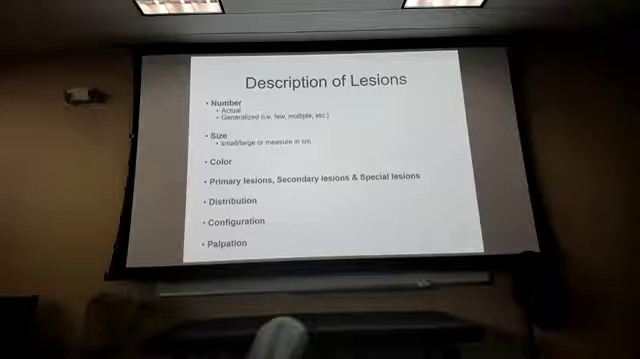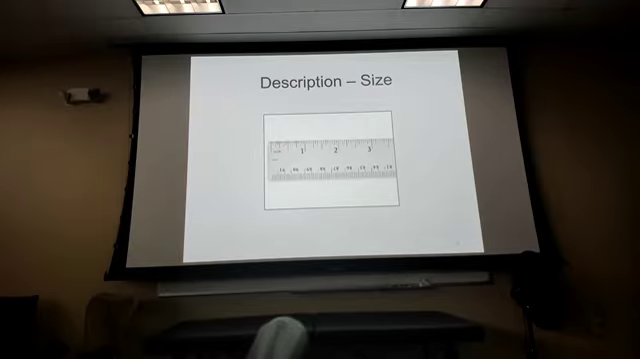Size, small or large? What's the color? Is this the first one, or is this the second, the third, the fourth one out there? Distribution, we talked about that stuff up top. Configuration and palpation. Is it firm? Is it soft? Is it those things out there that would be there? You all know what a ruler looks like.